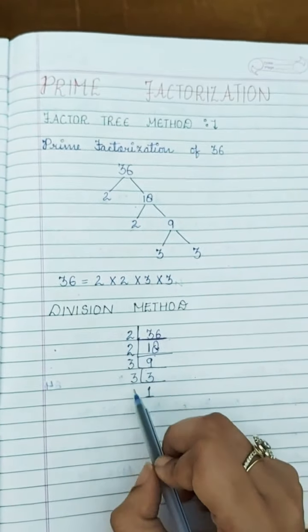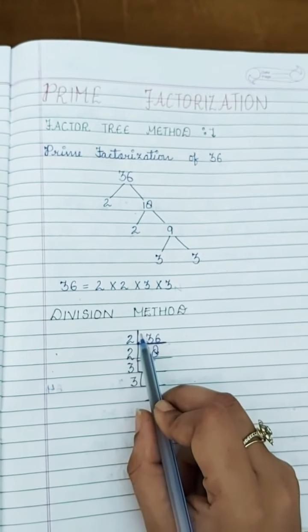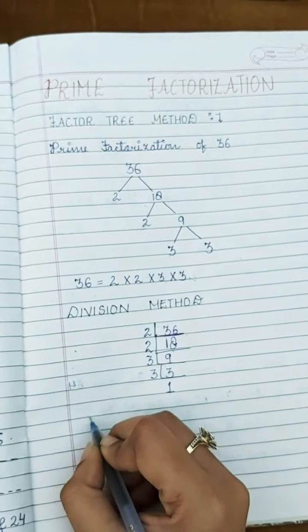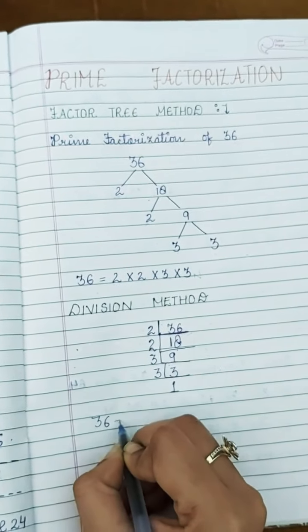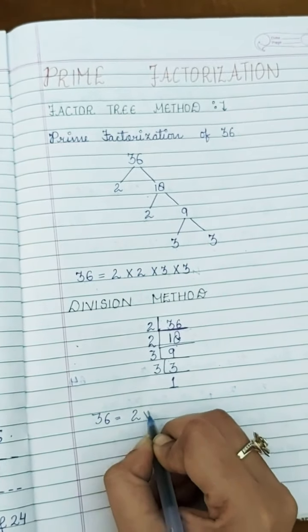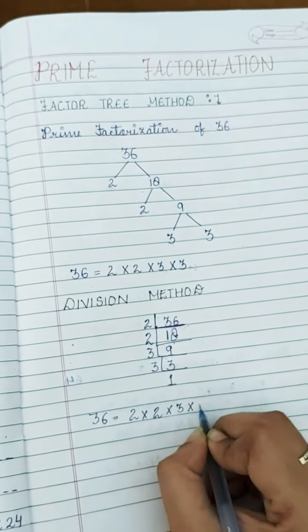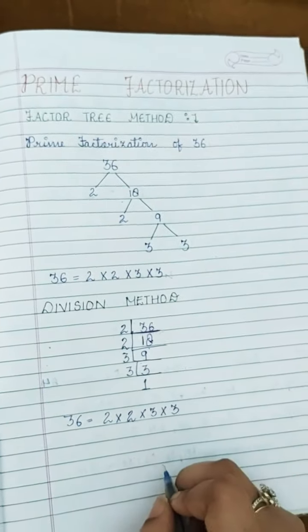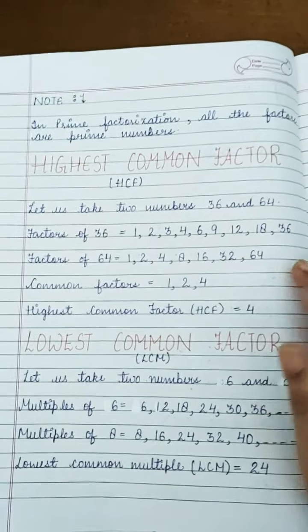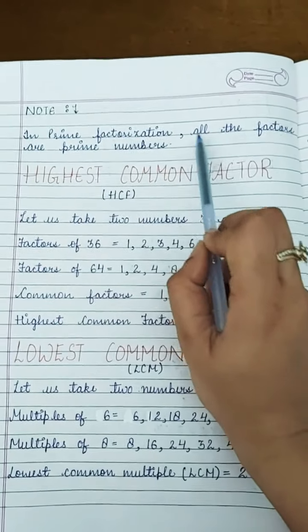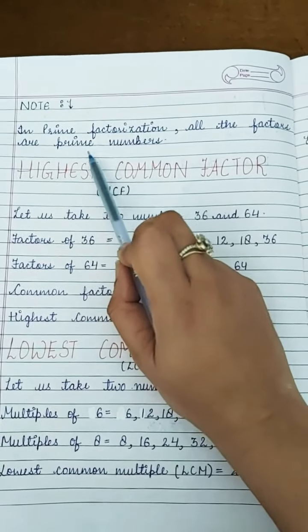But you have to take only prime numbers while doing the prime factorization. Okay. Now see here, now how we will write? Again, 36 is equal to 2 into 2 into 3 into 3. Okay, understood? See here, note again, I am telling you, in prime factorization, all the factors are prime numbers.